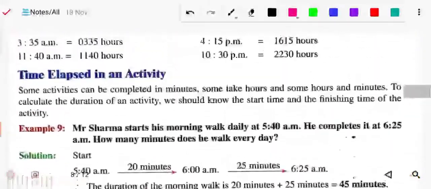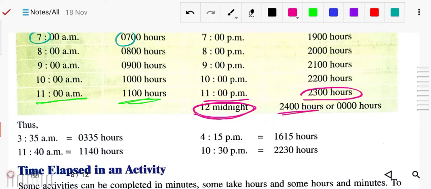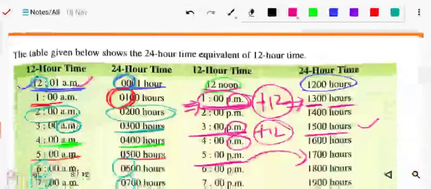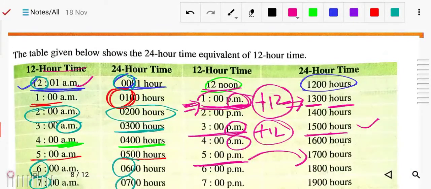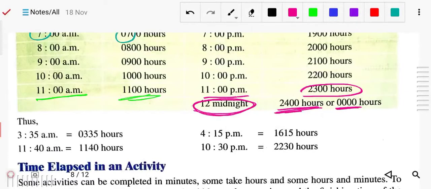It will go up to 11 p.m., which you can see is 23 hours. But when it is 12 midnight, you can see this is 24 hours, or we can say 0000 hours. Similarly, you can check from here also: just before 12 a.m., the time is the same as this one. So this time is called 24 hours when it is 12 midnight. This is the relation between 24-hour time and 12-hour time.